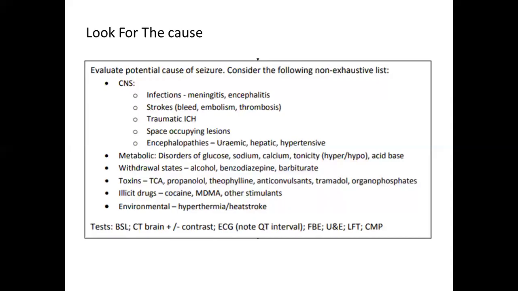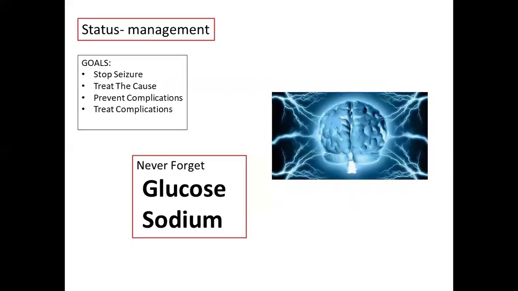Actually, that is the second priority. First priority is stop the seizure, stop the convulsion. Second priority is look for the cause. So we are going back to the first priority: stop the convulsion. How to stop? So these are the goals. Again, stop the seizure, treat the cause, and prevent and treat the complications. So these are very important messages.